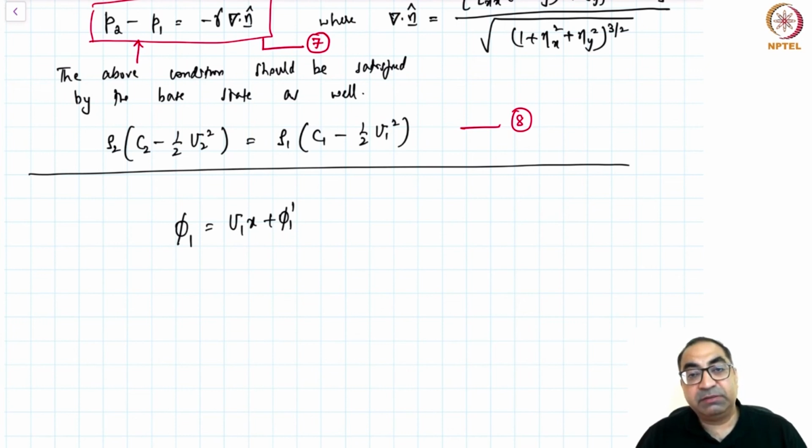When phi1 prime and phi2 prime, the perturbations, are small, we can substitute into the equations that we have and the boundary conditions, that is from equation 2 to 8. And we'll get the linearized governing equations for an arbitrary disturbance. This is what we'll be doing in the next lecture.